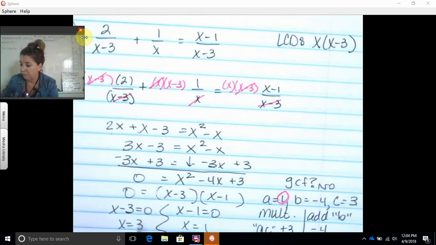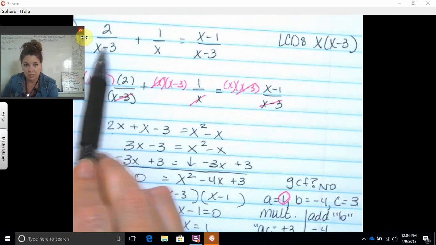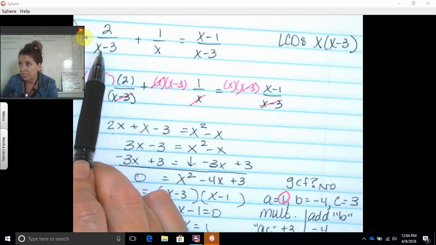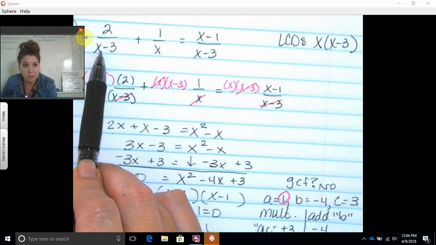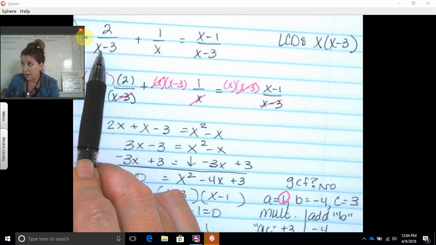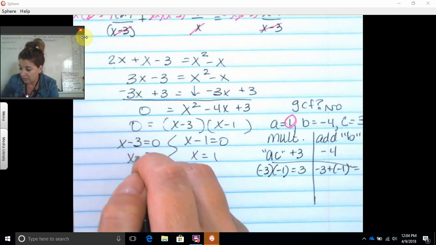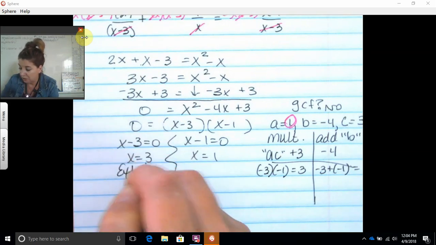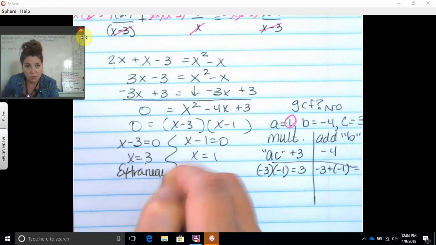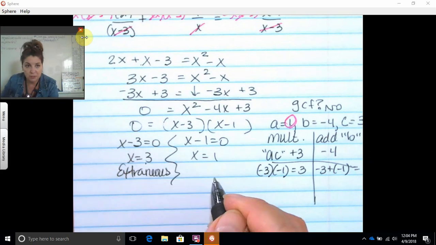It is extraneous. Nice. Because if you take 3, substitute it in right here, 3 minus 3 is 0. Can't have 0 in the denominator. So we did our math correctly, but when we go and substitute this back in the problem, it's not a true statement, so we cannot say that 3 is a solution. If we substitute 1 into our denominator, will it give us a 0 anywhere? No, so 1 is good to go.